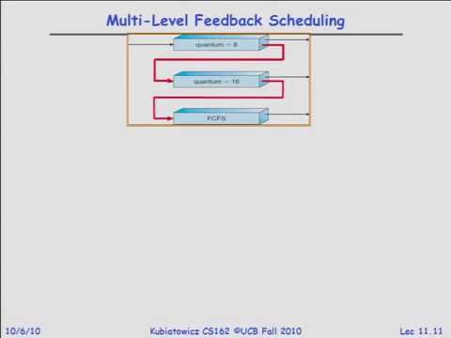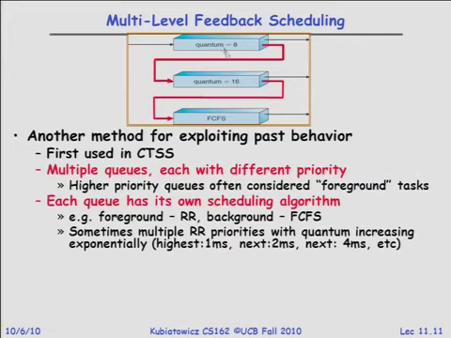The way this works is every one of these queues has a different priority. So the ones at the top are higher priority than the ones at the bottom. And each queue has its own scheduling algorithm. So notice that these are kind of round robin, and this one's a FIFO. And in some cases, the quantums are going up, like we've got here. And the basic notion here is very simple.